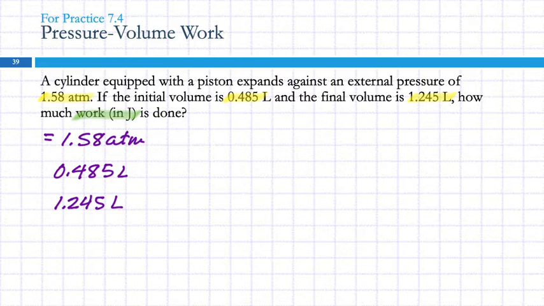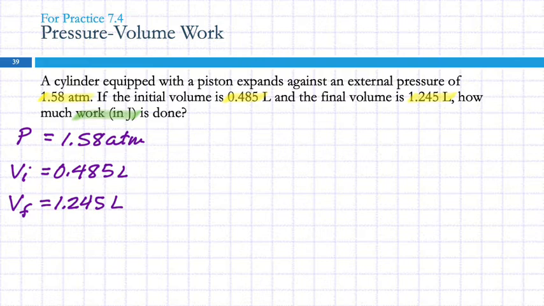Okay, so I've got this pressure. Let's call that P. And then I have two volumes. The initial volume is this, so I'm going to call that the initial volume, and the final volume is 1.245. So I've got final and initial volume.